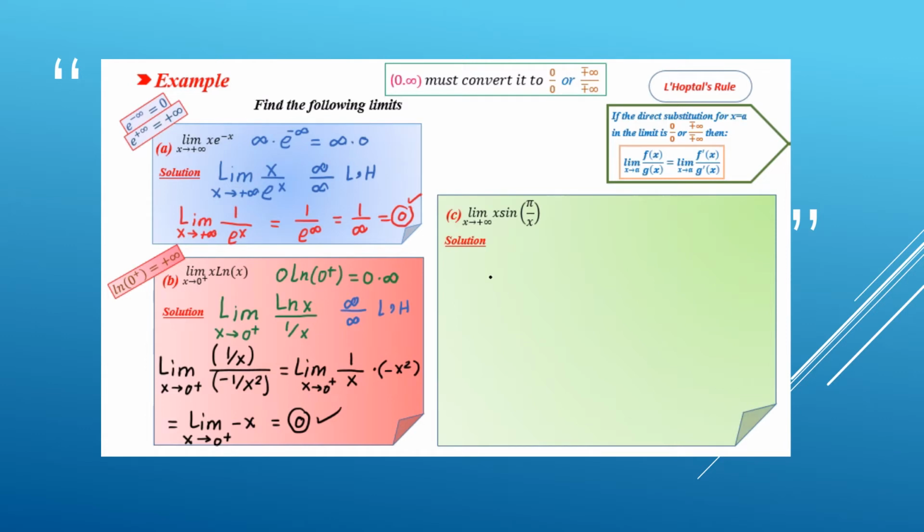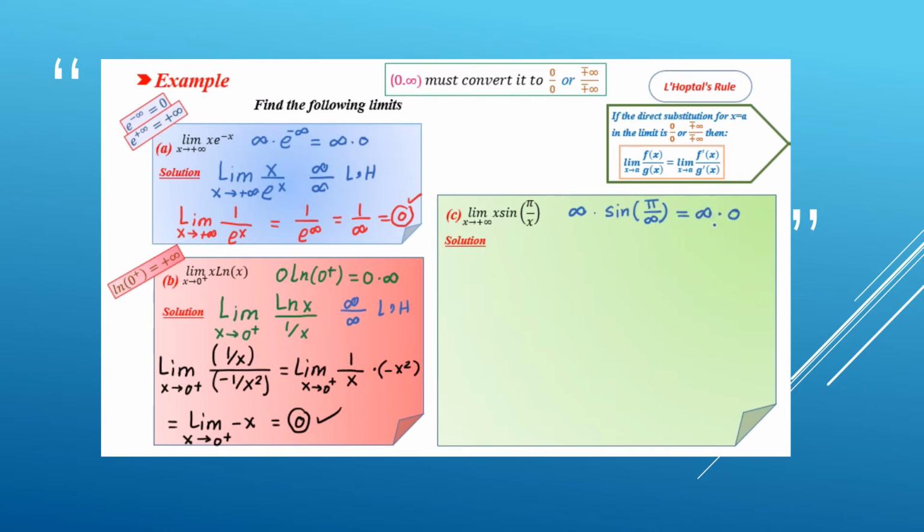For part C, you have to compute the limit of x sine pi over x when x goes to positive infinity. Remember that you have to make the direct substitution. So by direct substitution, we have x, which is infinity, multiplied by sine of pi over infinity. And a number divided by infinity equals 0. So sine of 0 equals 0. So we have the indeterminate form infinity times 0.